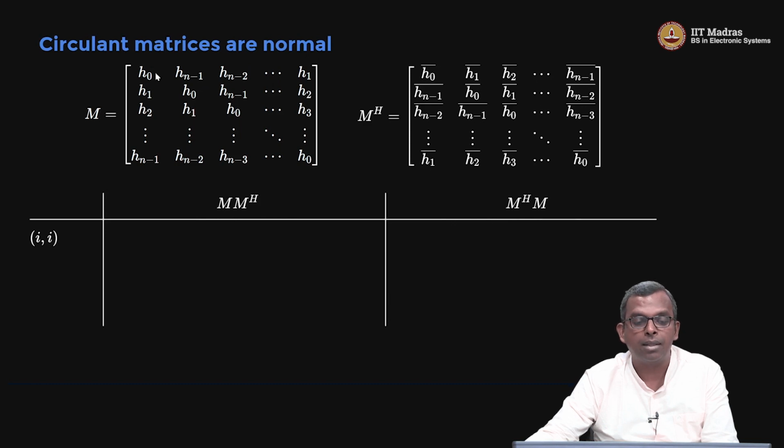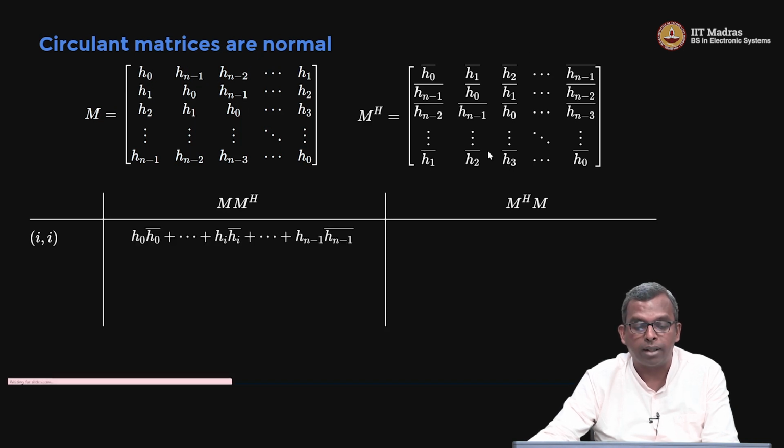The i, ith term is first row multiplied by the first column, right? First row multiplied by the first column, or second row multiplied by the second column, or third row multiplied by the third column. If you do any of these products, you will see that the i, ith entry of M times M Hermitian is always of this form: h0 bar h0 plus h1 bar h1 plus up to hn minus 1 bar hn minus 1. You can check this. You take the first one, multiply, you get the same expression, right? Second row multiplied by the second column, you get the same expression.